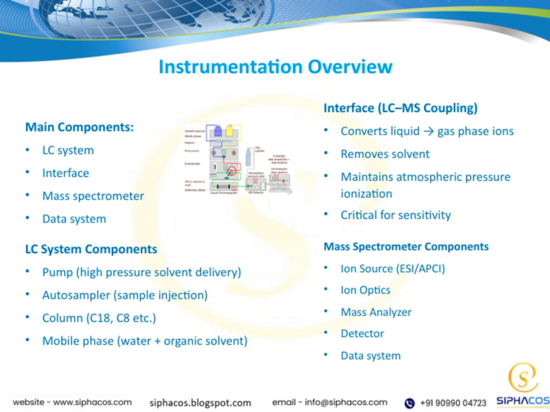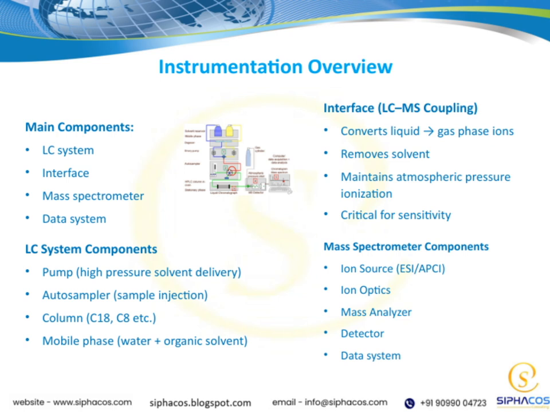The main components of the overall system include the LC system, the interface we just discussed, the mass spectrometer itself, and the data system that handles all the information. Now, focusing on the LC system components, we have a high-pressure pump that delivers the solvent steadily and precisely. The autosampler injects the sample into the system, ensuring consistency and reproducibility.